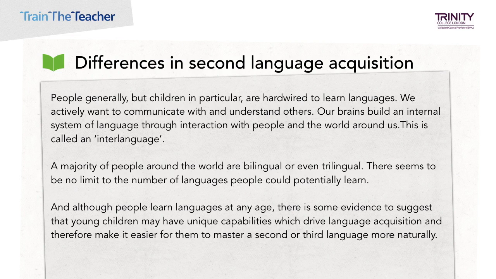The brain builds an internal system of language through interaction with people and the world around us. This system is called interlanguage. A majority of people around the world are bilingual or trilingual, and there seems to be no limit to the number of languages that people could potentially learn. And although people learn languages at any age, there is some evidence to suggest that young children may have unique capabilities which drive language acquisition and therefore make it easier for them to master a second or third language in a more natural way.